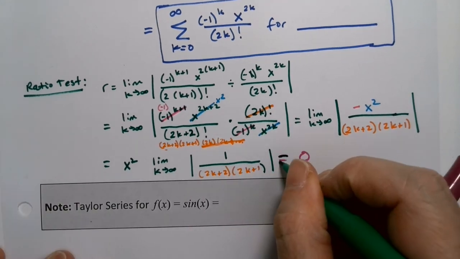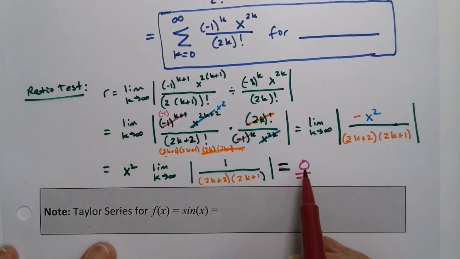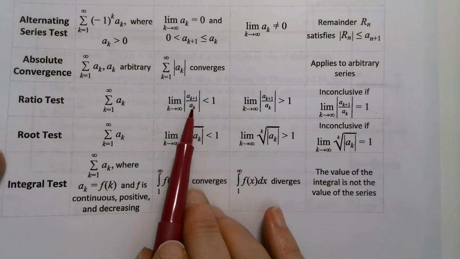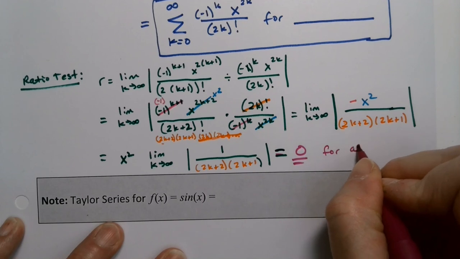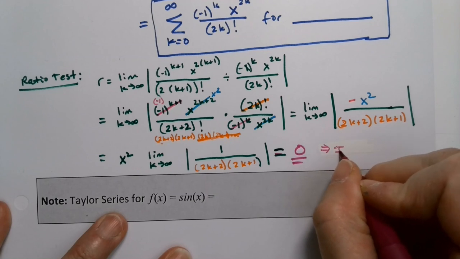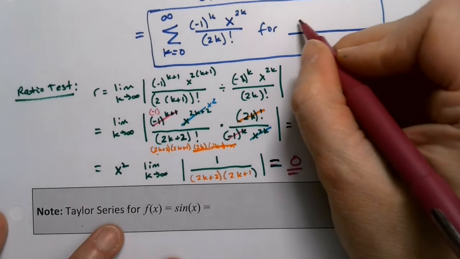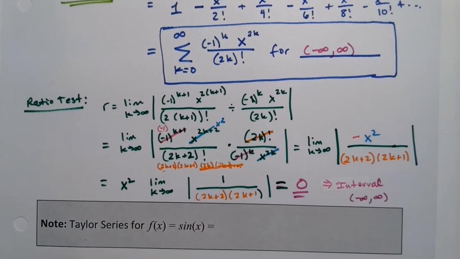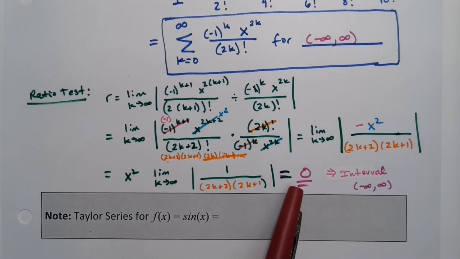And that means that our interval is -infinity to infinity because we want the ratio to be less than 1. I couldn't remember my test for a second. Less than 1. So we wanted the ratio test to be less than 1. 0 is always less than 1. So that means that the interval is -infinity to infinity. I can put it right here. Because no matter what x's I have, this will be 0. It will always converge. Interesting.